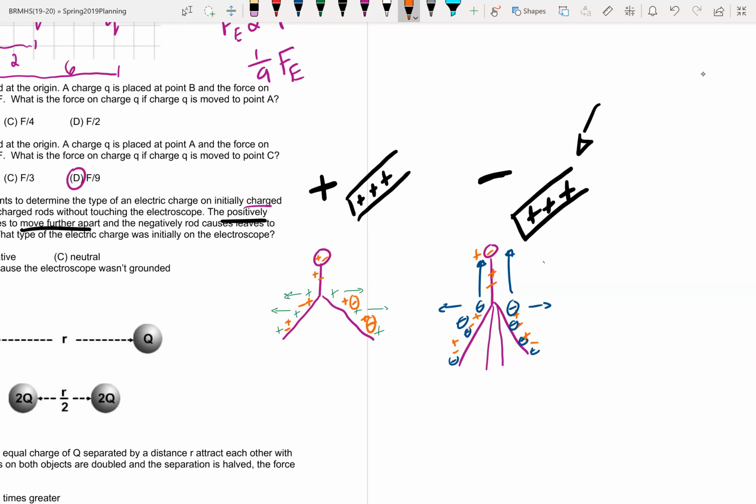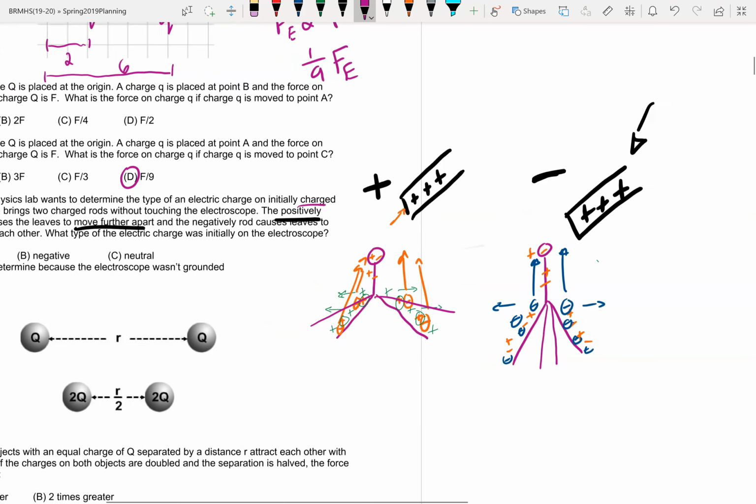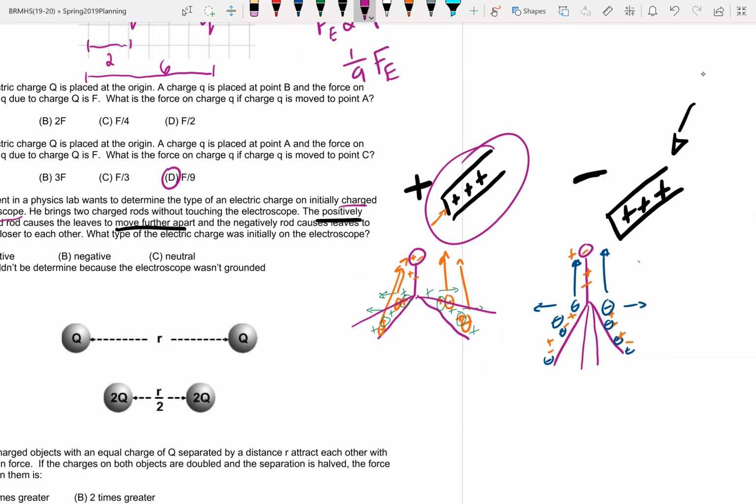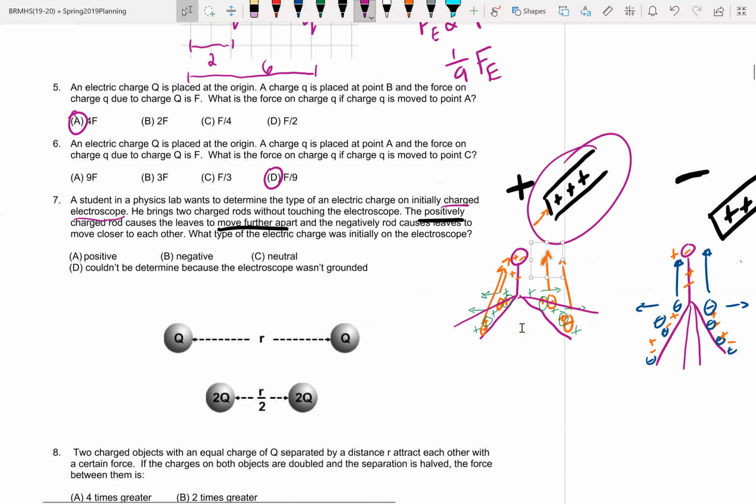So we have these negatives that might be down here. They're going to move up, attracted to the positively charged rod, and then that means we're going to have even more plus signs by themselves down there in the leaves, and that's going to cause our leaves to move further apart, repel even more, because there's more positive charge there for them to repel. So bringing our positively charged rod closer to the electroscope, causing its leaves to move further apart, as we showed down here, means the thing must have been already positively charged.